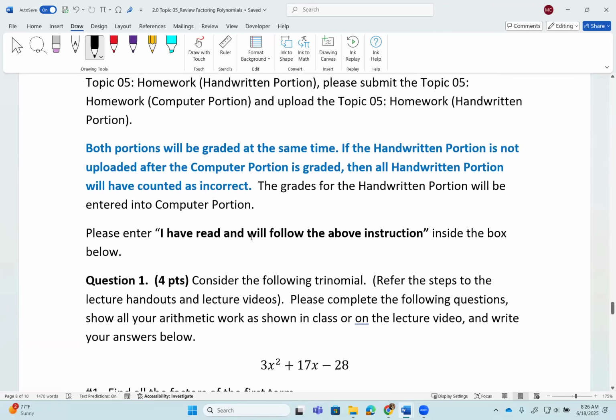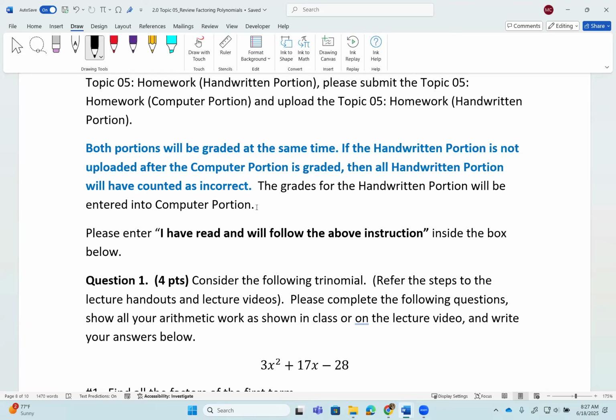So once again, if you're not ready to submit both portions, just finish both portions, then submit both at the same time. Okay? Or submit both of them back to back. Don't just submit the computer portion and wait 2 weeks later, then upload the handwritten portion. That's not gonna work because I already graded. Okay. I can't just keep on waiting for hundreds of students to upload their handwritten portion throughout the entire semester. That's just not gonna work for me. It's too many to keep track.